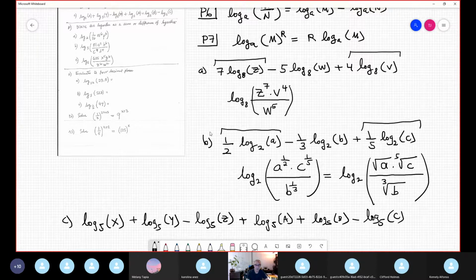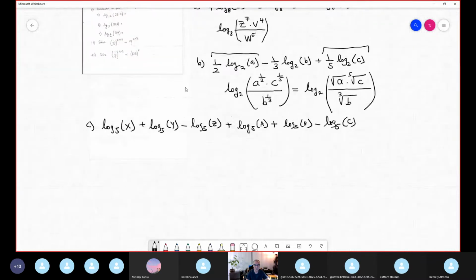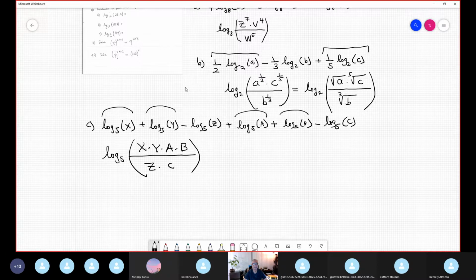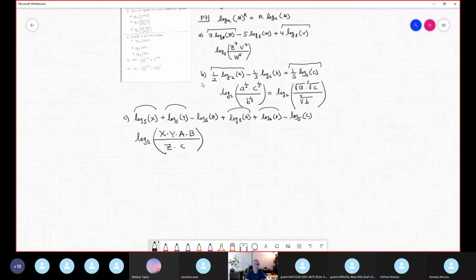Okay, don't worry. What's my job? My job is condensing everything into only one logarithm base 5 of something. The positive guys are this, this, this, and this. Entonces, x times y times A times B in the top. And the bottom, the negative guys, z times C. Final answer. Any question? Super clear or super confusing?